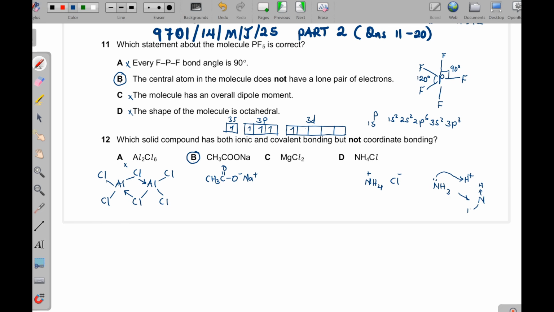The structure even changes to tetrahedral, where it was trigonal pyramidal. So here there is, first of all, covalent bonding, sharing of electrons, but there is coordinate bonding there. Then there is also ionic bonding, but remember they said not coordinate bonding, and yet we have seen it here. So D is also off.